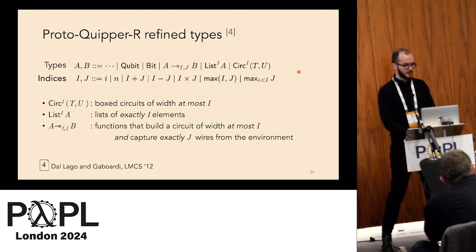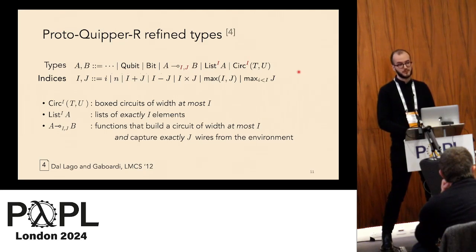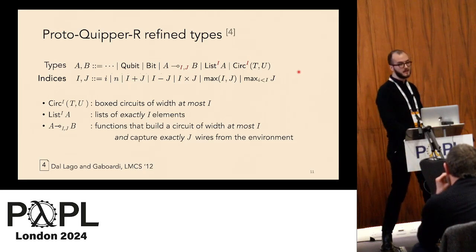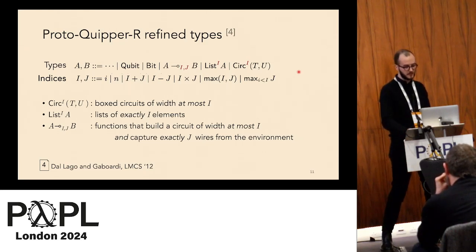And the most convoluted annotation maybe is that of functions. Functions are annotated with two indices. The first one tells us what the upper bound to the width of the circuit that the function produces is, once we apply it to an input of type A. And the second one tells us exactly how many wires the corresponding closure contains from the outside environment. So that's a bit oddly worded, but basically how many wires the function captures from the environment. And we'll see in a second why this is relevant.